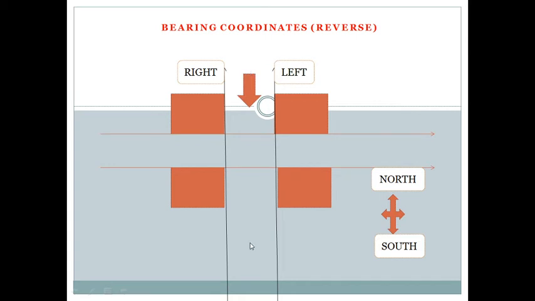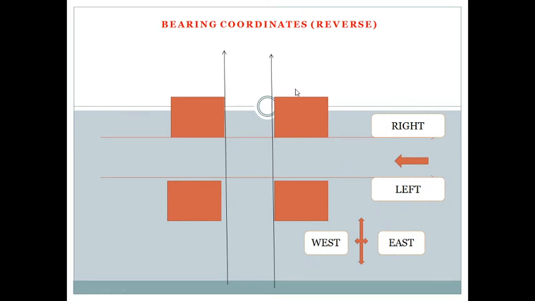If you're moving in this direction, coming down, north to south, you're going from north to south. Your left hand will now be here, your left side will be here, while your right side will then be here. This is the first reverse coordinate.